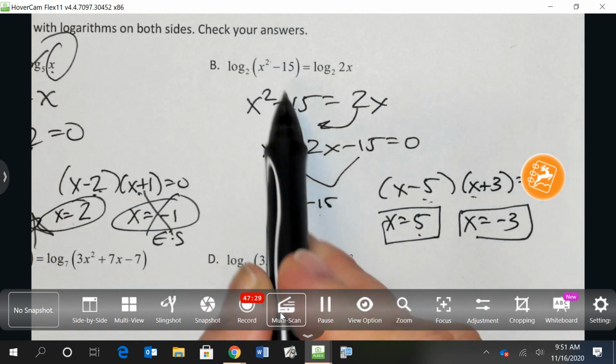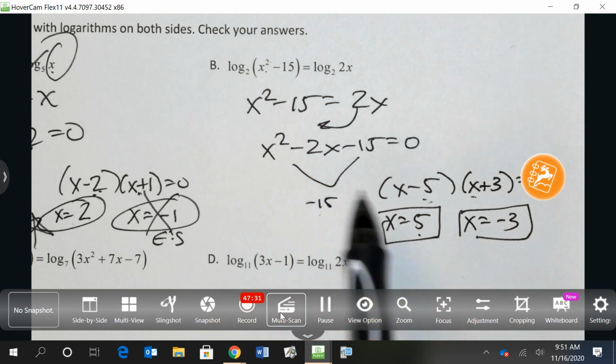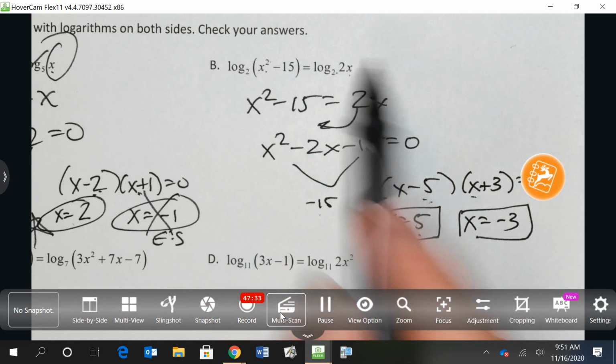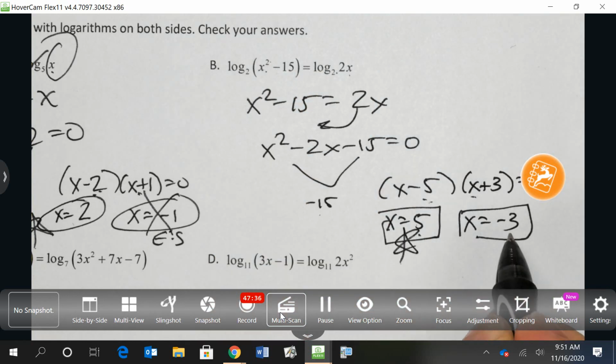$25 minus 15 is 10. It's a positive number. Good. 2 times 5 is 10. It's a positive number. That works.